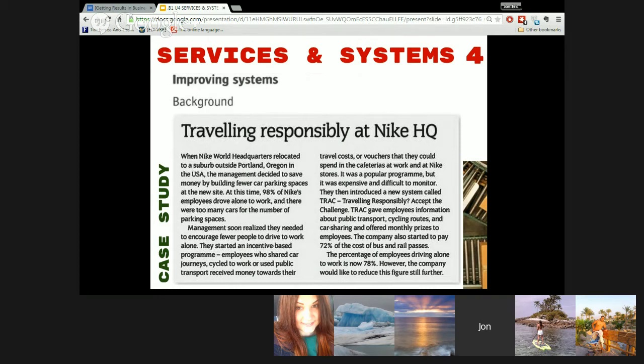Okay, so Anna Carolina, can you take the title and the first paragraph for us about our background problem? All right. Traveling responsibility at Nike HQ. When Nike World headquarters relocated to a suburb outside Portland, Oregon in the USA, the management decided to save money by building fewer car parking spaces at the new site. At the time, 98% of Nike's employees drove alone to work, and there are too many cars for the number of parking spaces.